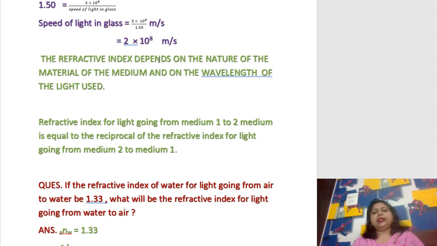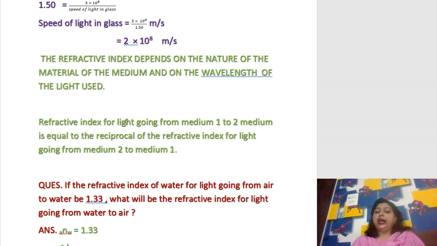The refractive index depends on the nature of the material of the medium and on the wavelength of the light used. The refractive index for light going from medium 1 to medium 2 is equal to the reciprocal of the refractive index for light going from medium 2 to medium 1. This is very important. Try to understand this statement so that in the next numericals you are able to solve it. Again I repeat it. What is this?